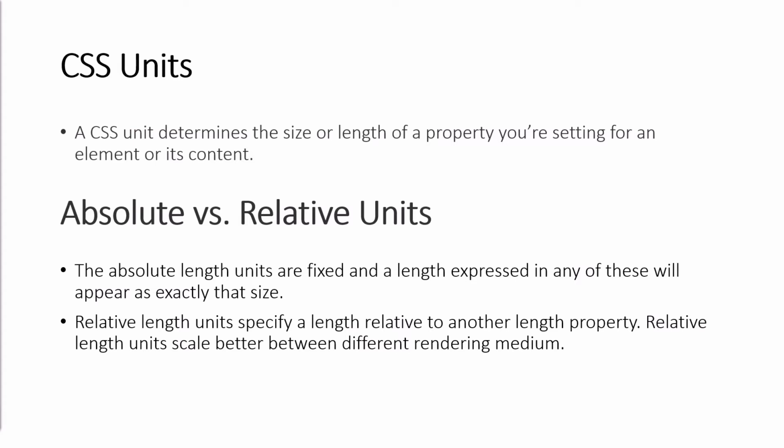Relative length units scale better between different rendering mediums. So basically, an absolute unit is just fixed, and the relative units are a little bit more customizable, depending on the object or the property that they are related to.